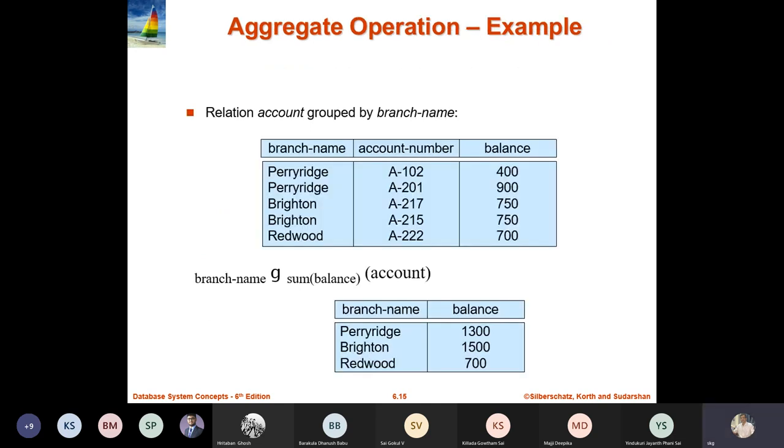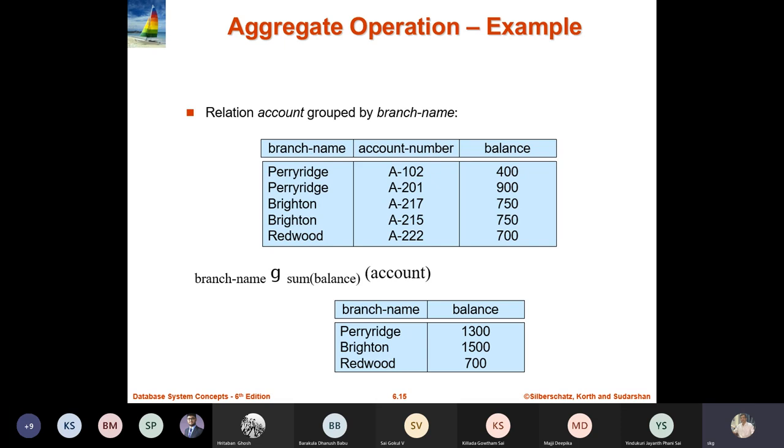Like here, relation account grouped by the branch name. So there are 3 branches. One is Perry Ridge, another is Brickton, another is Redwood. Right? So these are the account numbers, and these are some of the balances. Right? So branch name G sum, this aggregate function is sum on the balance and the account.